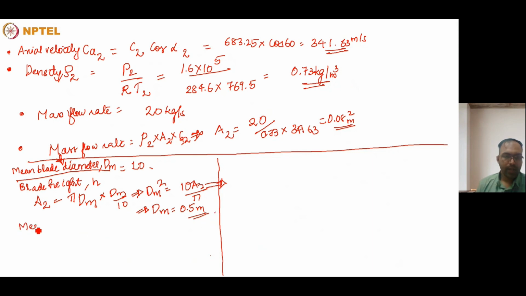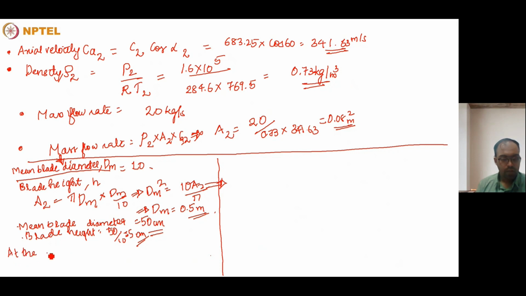So the mean blade diameter is equal to 50 centimeter. And the blade height is equal to 50 by 10, equal to 5 centimeter. So we will be calculating the root as well as the tip diameter values at the root.